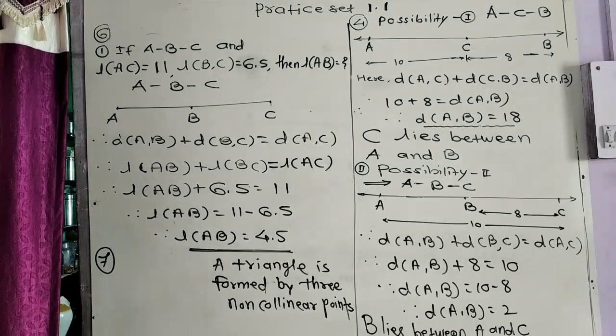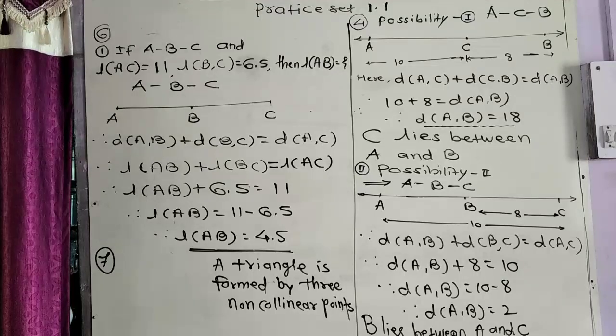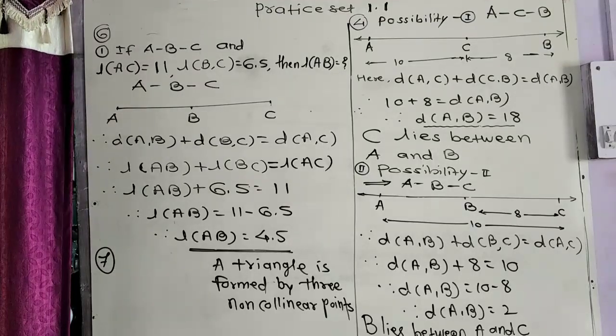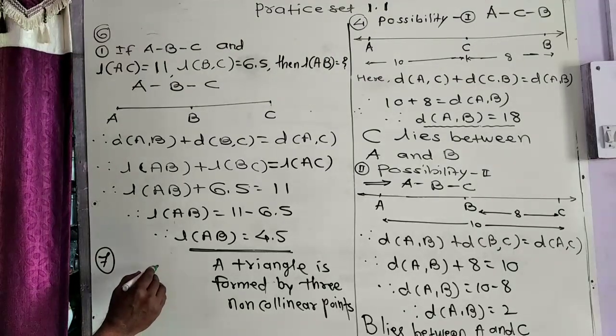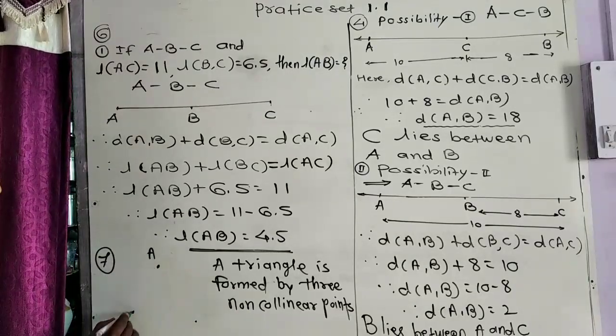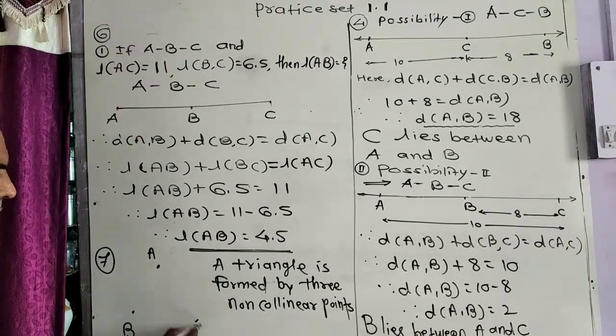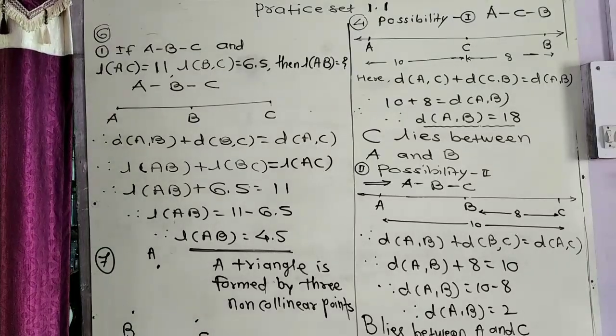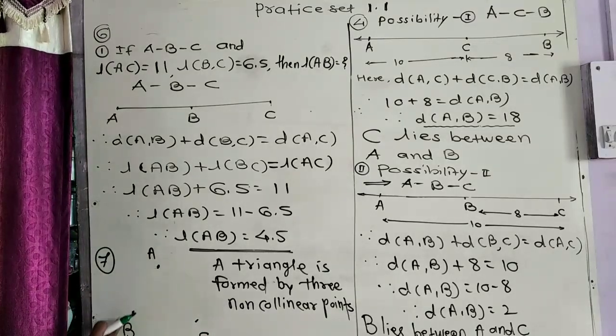Then there is the 7th question: which figure is formed by 3 non-collinear points? We are given 3 non-collinear points, suppose A, B and C. Non-collinear means these points do not lie on the same line. So we take A, B and C; these are the 3 non-collinear points.